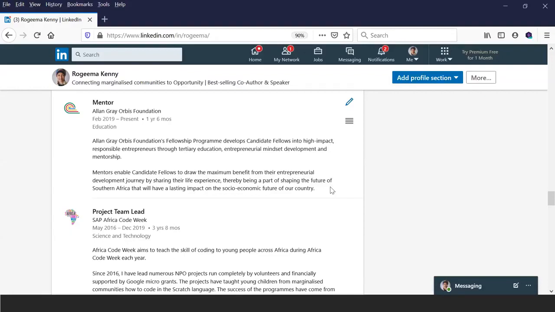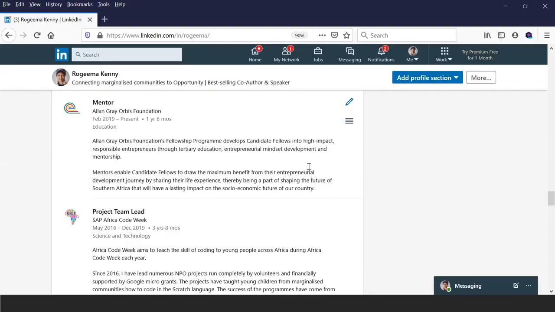A mentor is quite a generic role. What one mentor does in terms of what another one does, it's pretty much the same. So you don't have to go into "this is what I did and this is how I'm amazing." You just speak about what the role does.